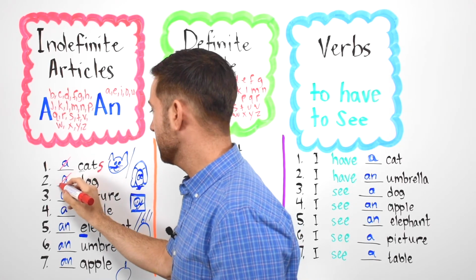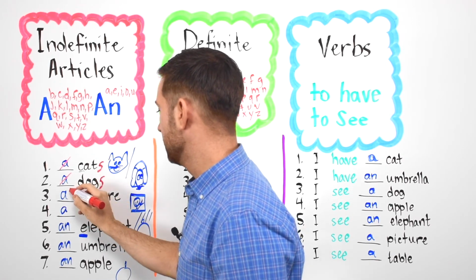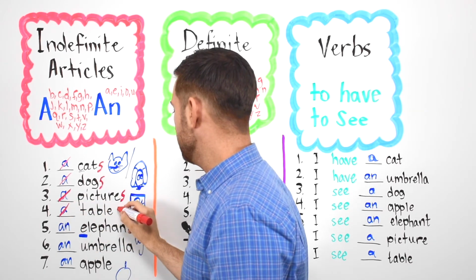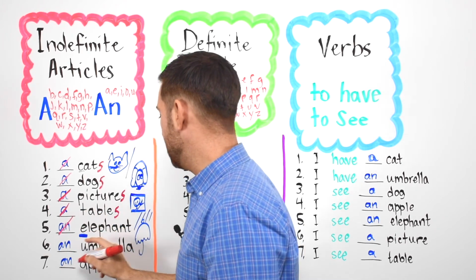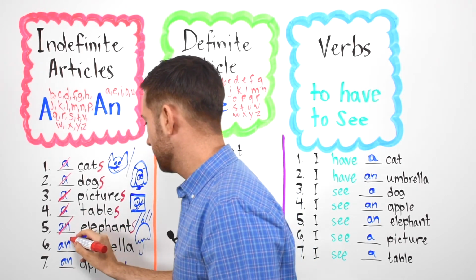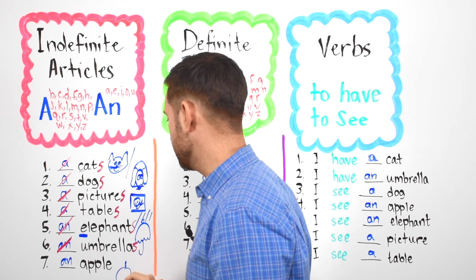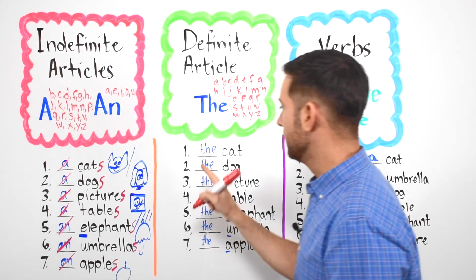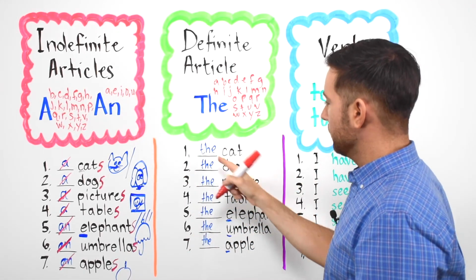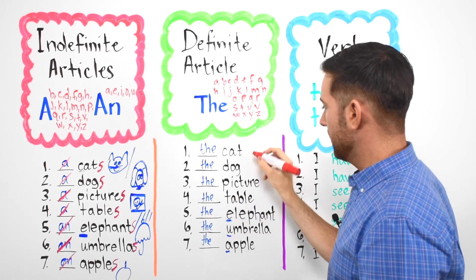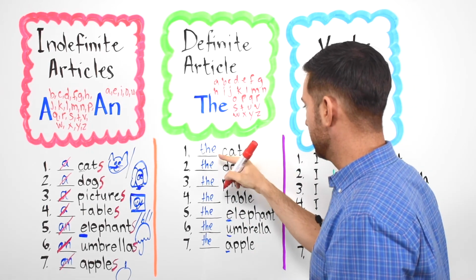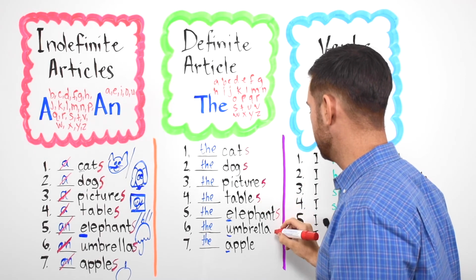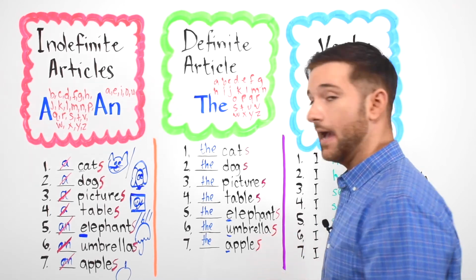Number two is a dog. Get rid of a. We say dogs. Number three, a picture becomes pictures. Number four, a table becomes tables. Number five, an elephant becomes elephants. Number six, an umbrella becomes umbrellas. Number seven, an apple becomes apples. Now here with the definite article the, we keep the, we don't erase the, and we just say the cats, the dogs, the pictures, the tables, the elephants, the umbrellas, and the apples.